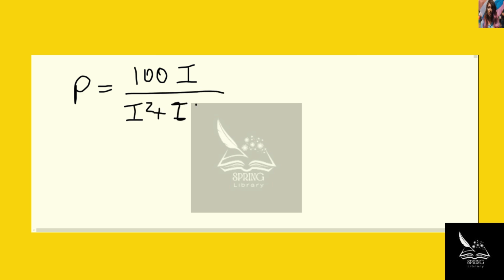We're told the rate at which photosynthesis takes place for a species of phytoplankton is modeled by the function p equals 100I over I squared plus I plus 4, where I is the light intensity measured in thousands of foot candles. We're asked for what light intensity p is a maximum. To answer this question, we'll want to differentiate p with respect to I, then find critical values.